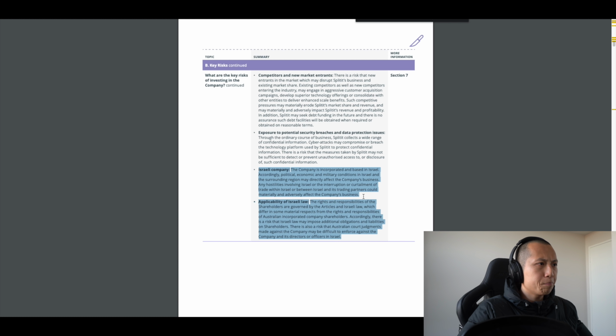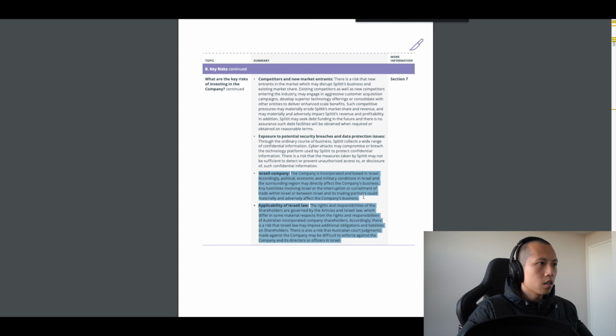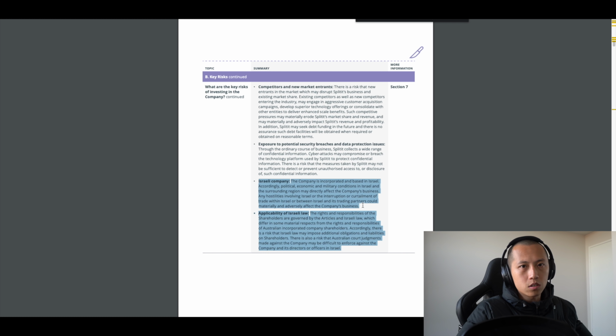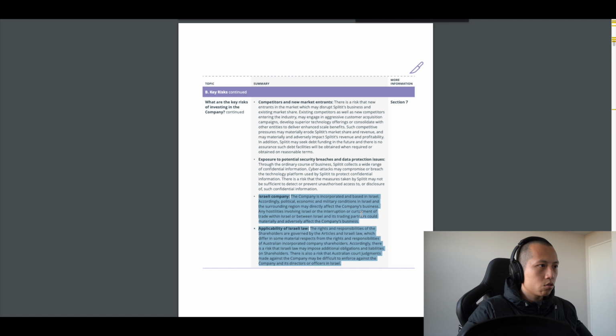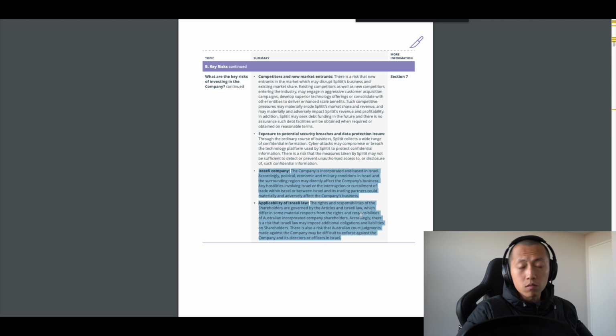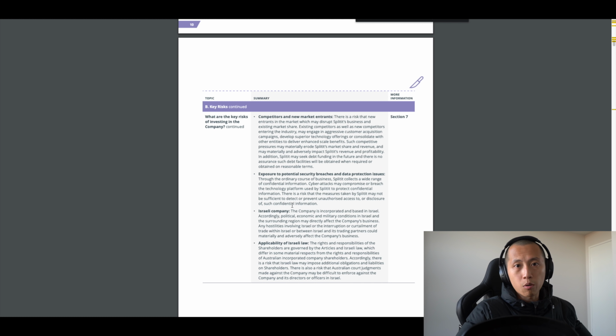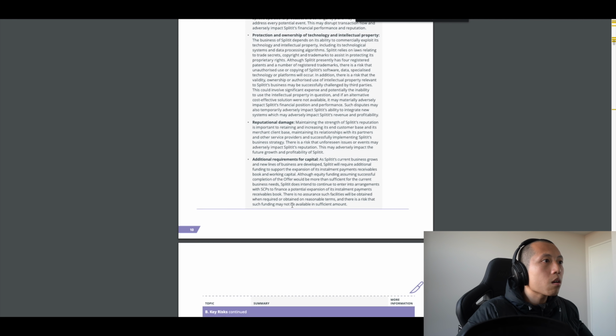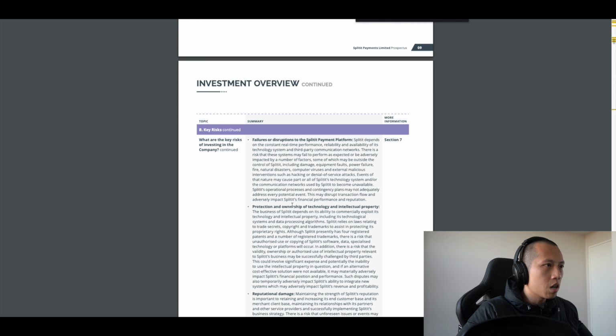But what I do know is that in the startup world, Israel has a really good reputation in terms of great companies, great people. So again, if any of you know extensively how Israeli legislation might affect SPLITIT's operations here in Australia, let me know in the comment section below. But I think that's all I really need.